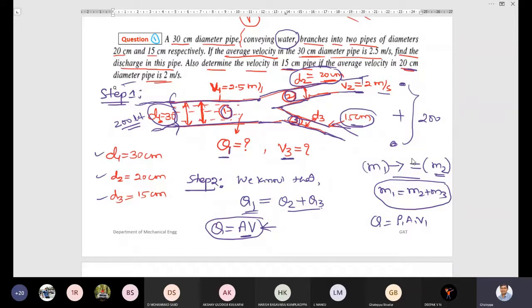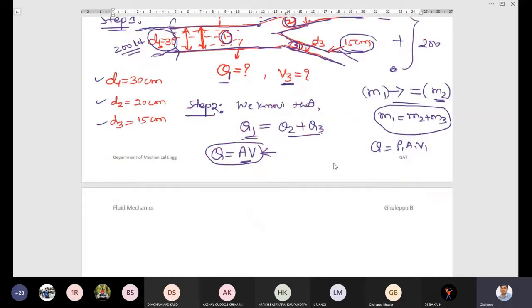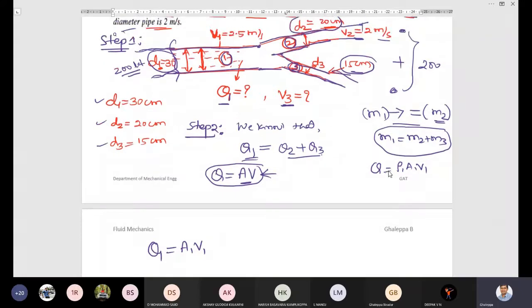So now I will write for the first pipe, Q1 is equal to A1 V1. Is A1, the area of the first pipe, given? Yes, area is given because diameter is given. You can calculate the area of the first pipe. What is the diameter of the first pipe? D1 is equal to 30 centimeter. Convert into meter, that is 0.3 meter. 20 centimeter is there, convert into meter, 0.2 meter. 15 centimeter is there, convert into meter, 0.15 meter is the diameter of the third pipe.